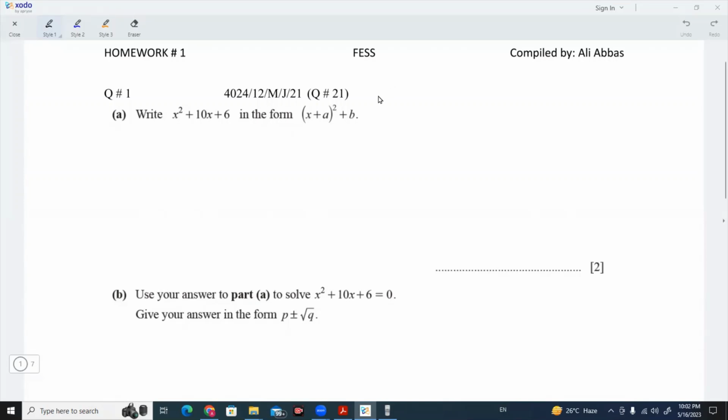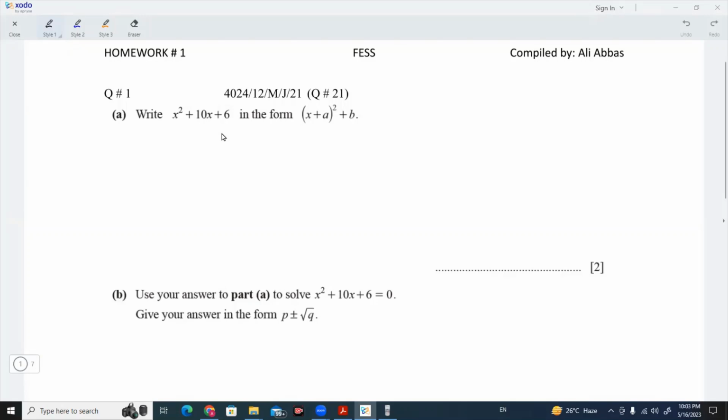This is my new video related to quadratic equations. There are different ways for solving quadratic equations. We will discuss in detail the factorization method, the completing the square method, and the quadratic formula. Mostly in paper one, the questions are related to completing the square as well as the factorization method. So we're going quickly to start from question number one.